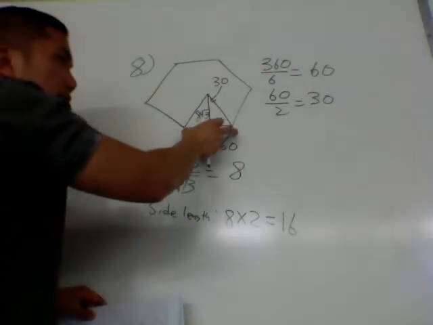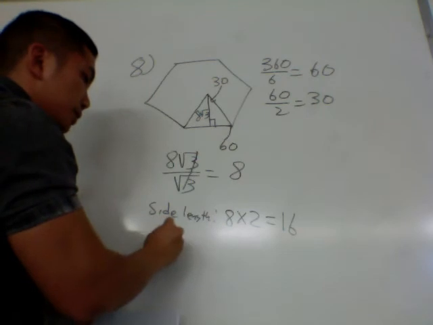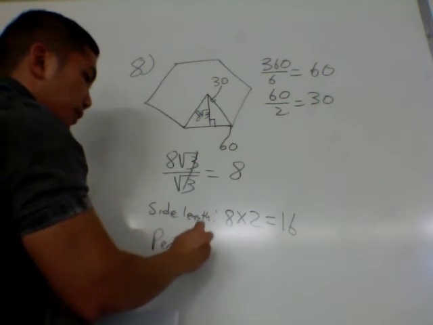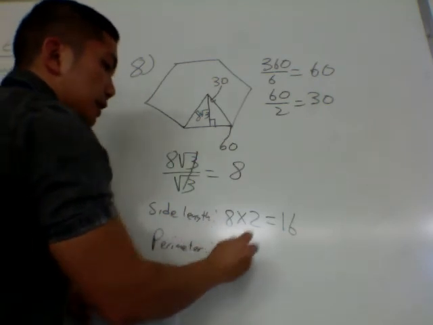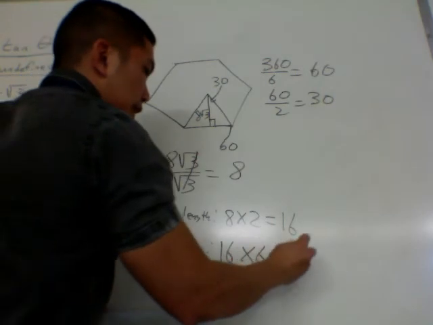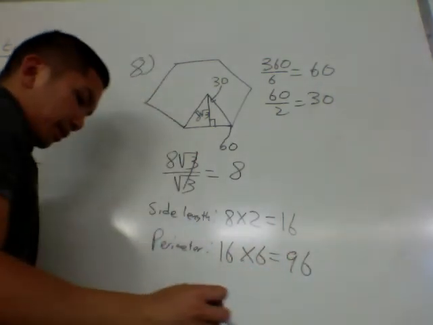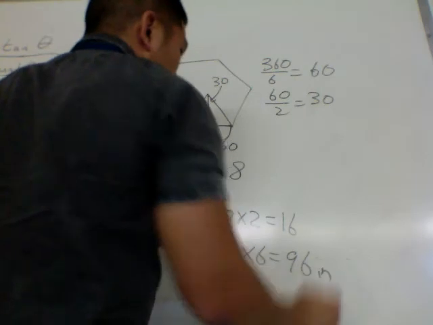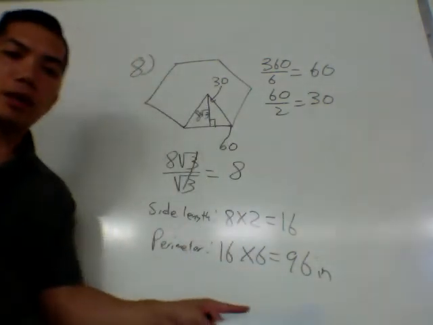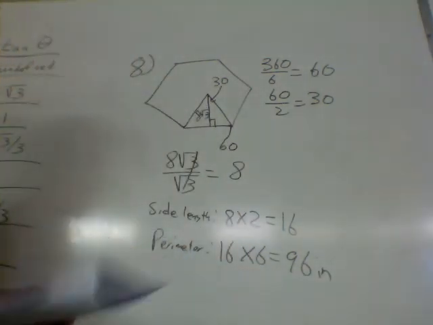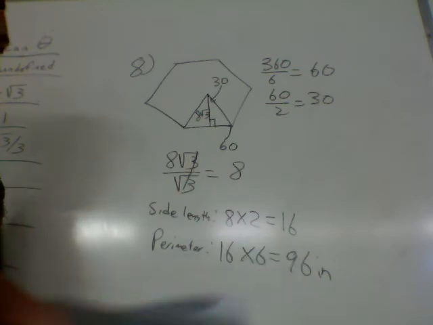So once I get 16, to find the perimeter, if each side is 16, I multiply it by 6, and that gives me 96. And so that matches up with the perimeter the girl wanted to use in number 8. So she is correct.